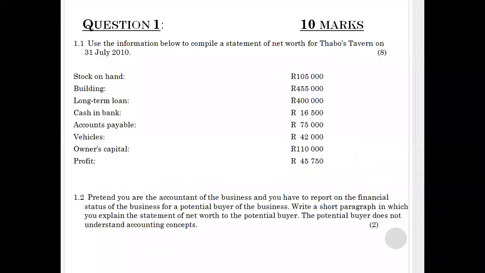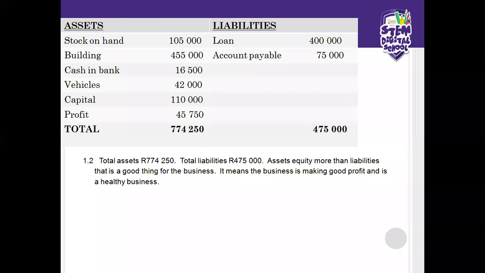Right, the next one was a building of 455,000. The 455,000 for the building is also going to be an asset because the building, you can see it and you can touch it. So for how you are going to give the marks: for stock on hand 105,000, 1 mark if it's with assets, and building 455,000, 1 mark if it is under assets.